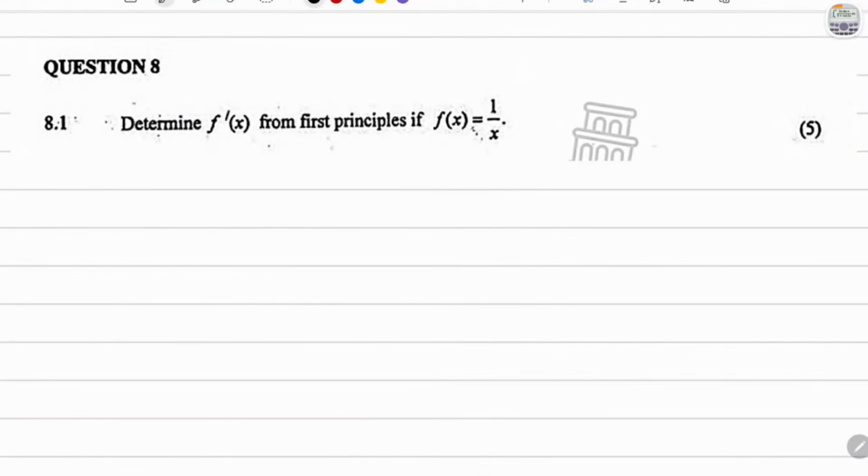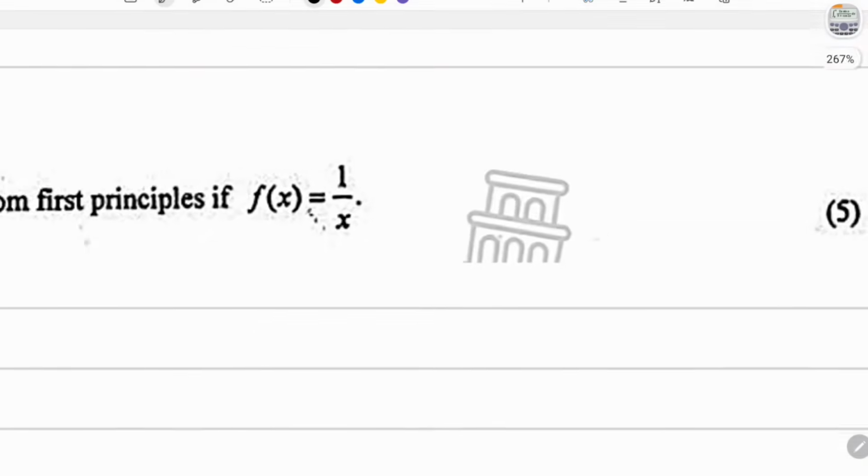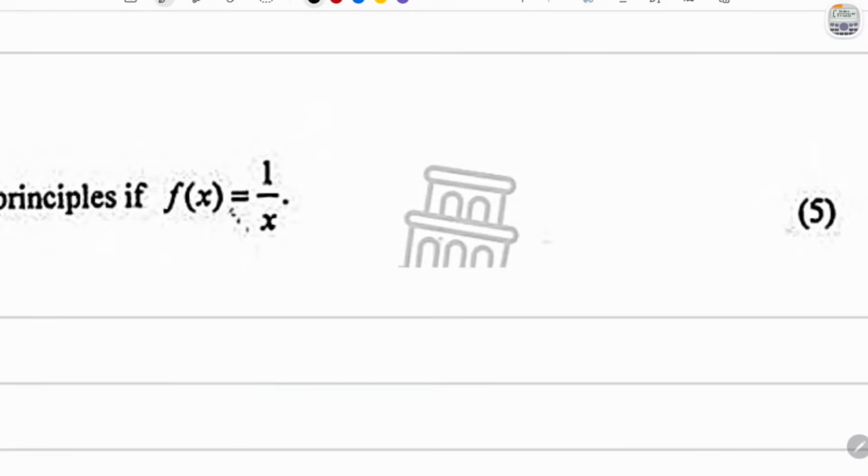Question 8, 8.1 says we have to determine f prime of x from first principles if f of x is equal to 1 over x. Okay, so something you can actually do first before deriving it is you can use the actual rule of derivative to derive this function first, and just to make sure that you have the right answer, so that when you derive using first principles, when you get your answer, you can compare it to that.